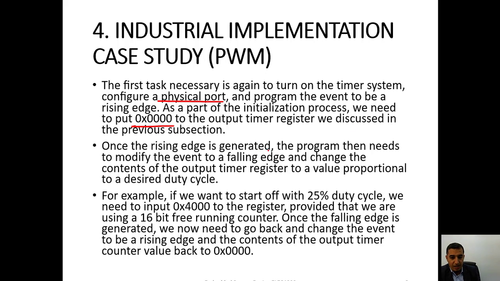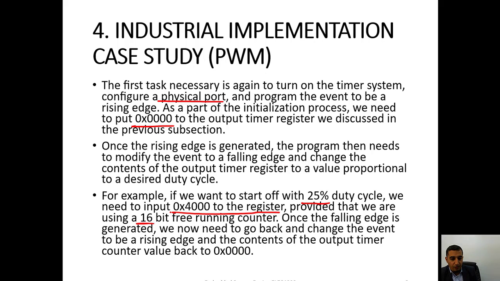Once the rising edge is generated, the program then needs to modify the event to the falling edge and change the contents of the output timer register to a value proportional to the duty cycle. For example, if we start with a 25% duty cycle, we need to input 4000 to the register, provided that we are using a 16-bit register free running timer counter. Once the falling edge is generated, the timer needs to go back and change the event to a rising edge, and the contents of the output timer counter go back to zeros.